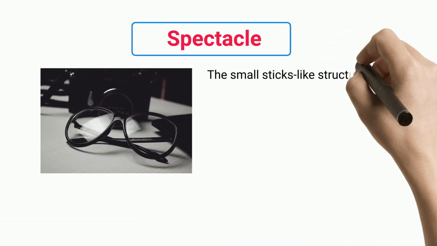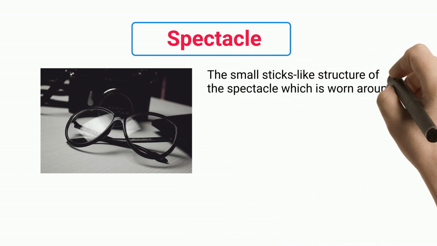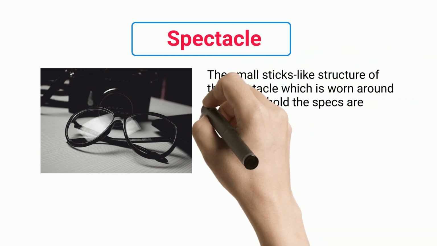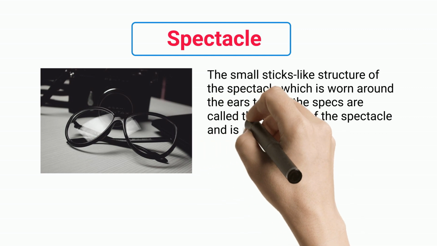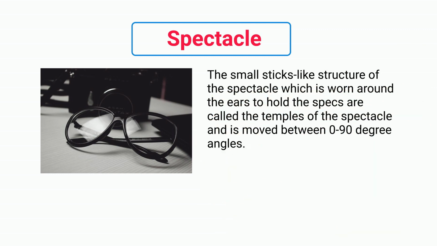Spectacle. The small stick-like structures of the spectacle, which are worn around the ears to hold the specs, are called the temples of the spectacle and are moved between 0 to 90 degree angles.